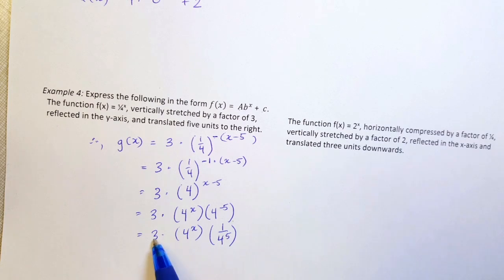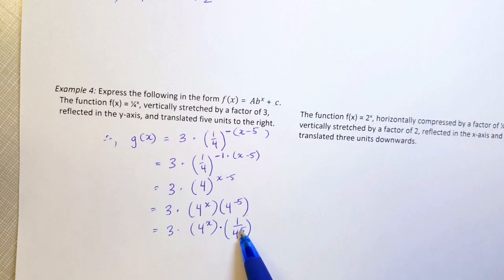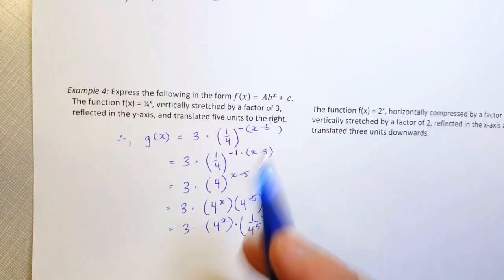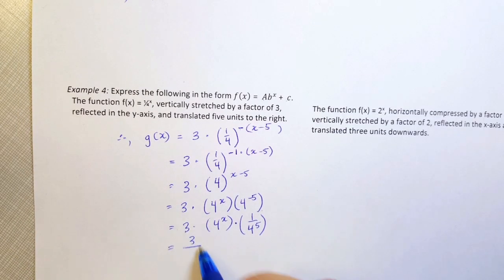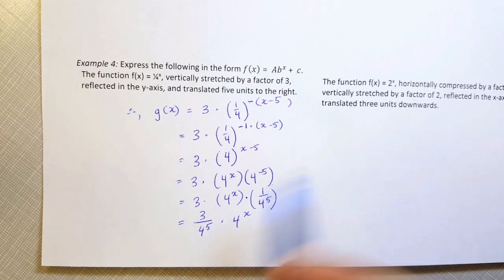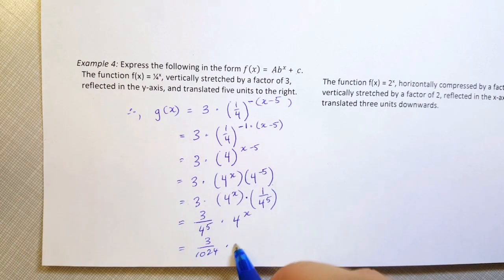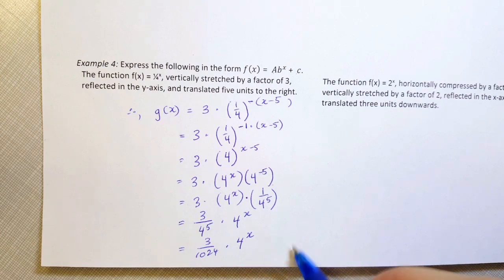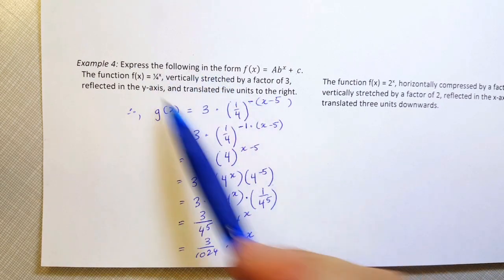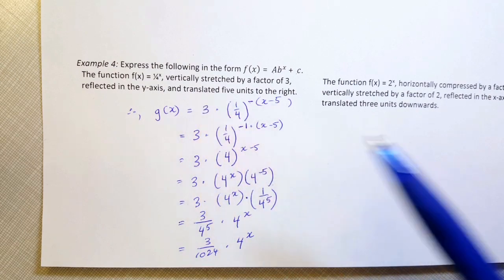And what I'm going to do is, if I'm multiplying here, and I'm multiplying here as well, I'm going to take this and incorporate it into one vertical stretch factor. So 3 over 4 to the power of 5 times 4 to the power of x, and that's simply equal to 3 over 1024 times 4 to the power of x. And I have no vertical translation factor because I had no vertical translation over here, just a horizontal translation.